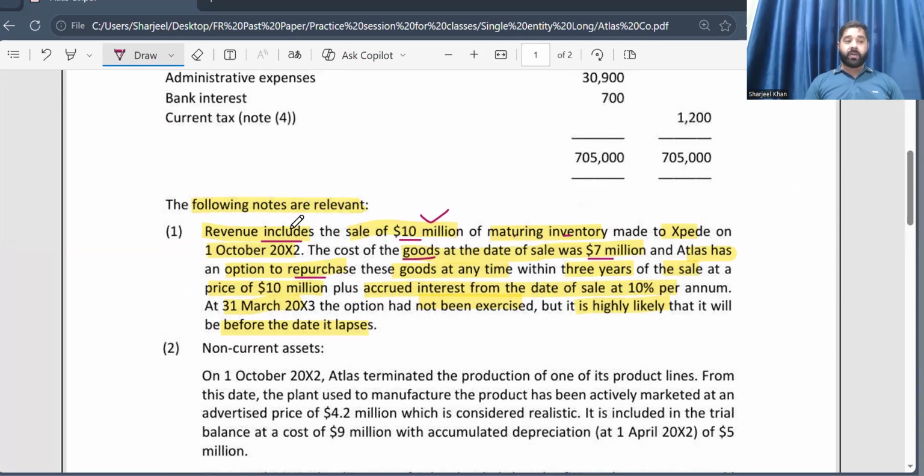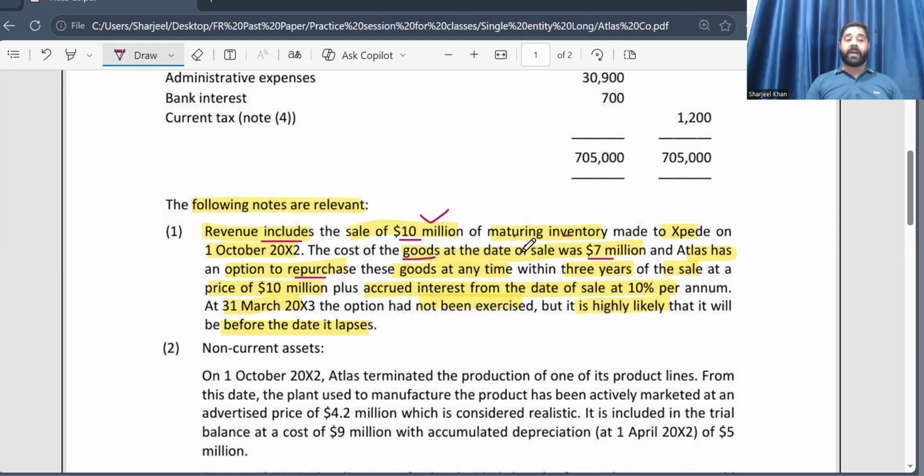Now, whenever the company recognized the revenue on the sale of inventory, they removed it from their inventory, right? Whenever a company sold some goods, they removed it from their inventory. You already know about this. So if Atlas recognized the revenue on a sale of maturing inventory, it is virtually certain that they removed these goods from the inventory as well, which is also wrong, because if no control is transferred, no performance obligation is satisfied.